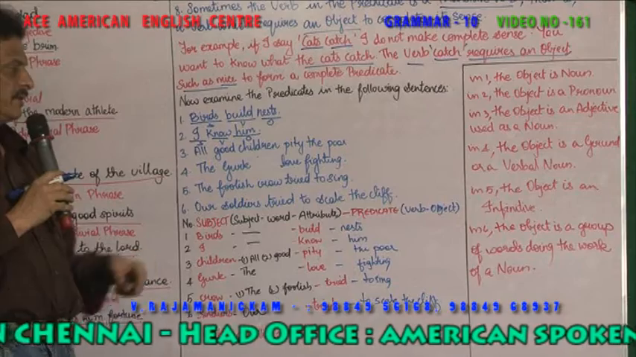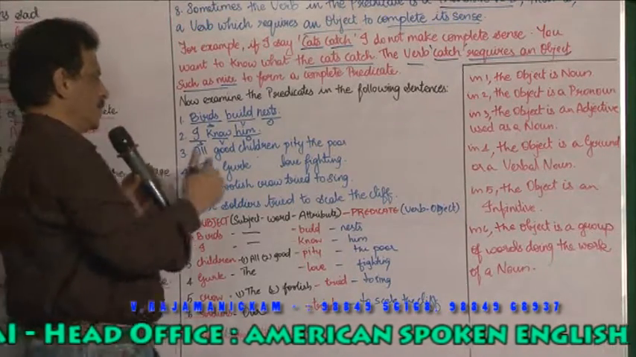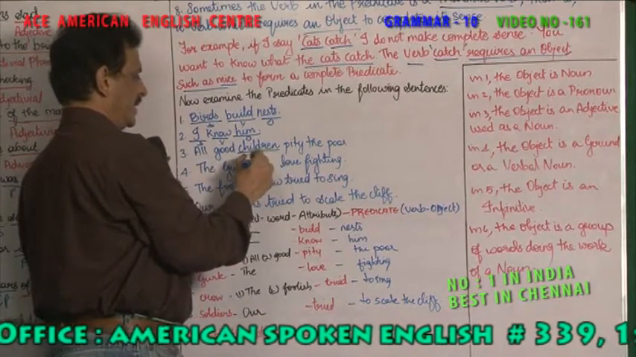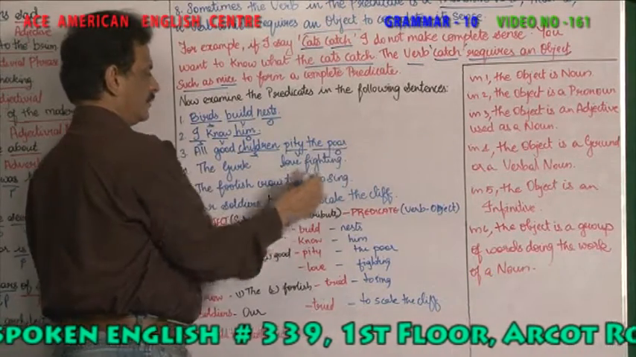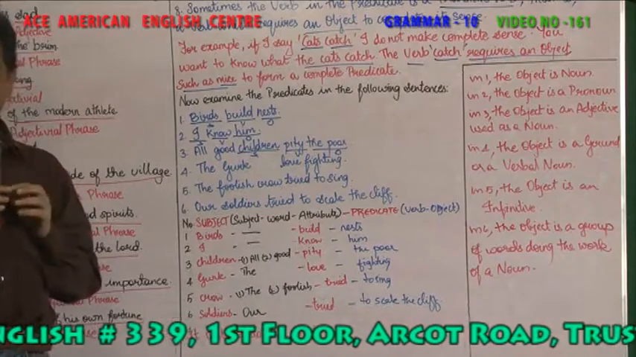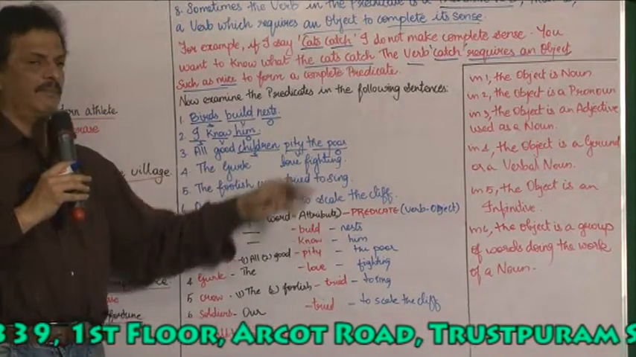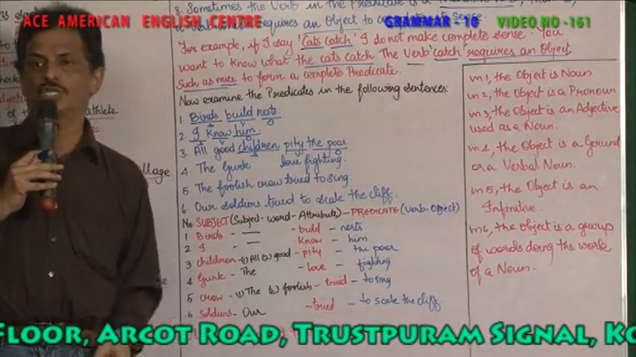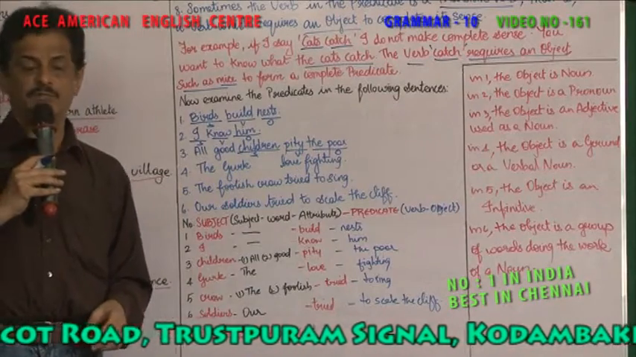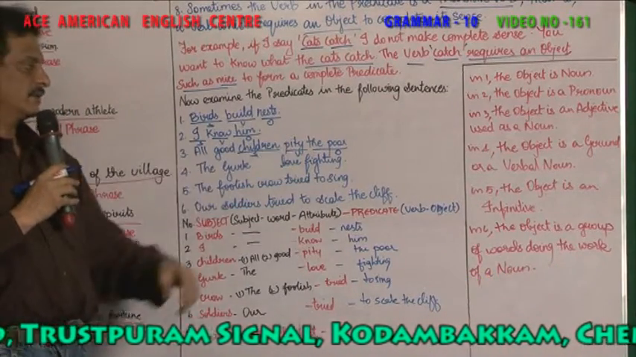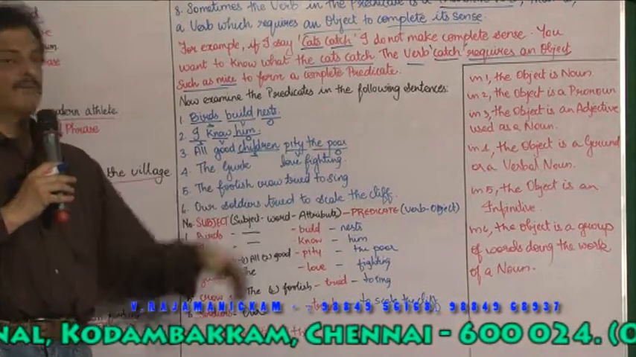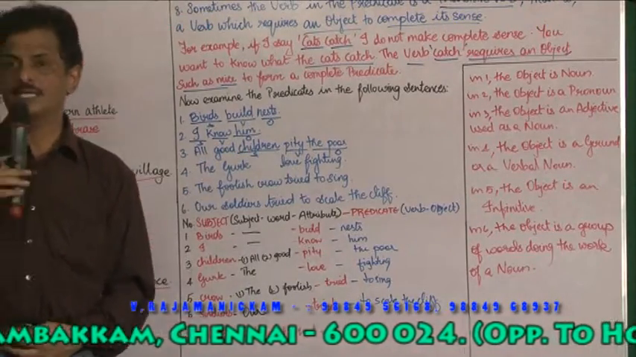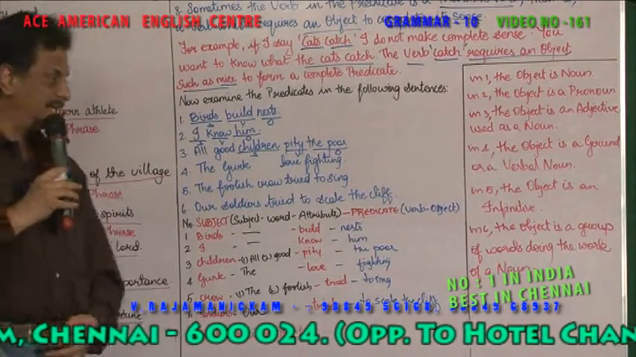All good children pity the poor. So children is the subject word here. Pity is the verb here. It takes the object, the poor. All good children pity the poor. So pity is the verb, the poor. Children show their mercy towards the poor people. So it takes an object, the poor. The good children pity. It doesn't give meaning. You need somebody else to finish the sentence or give a sense to the sentence.